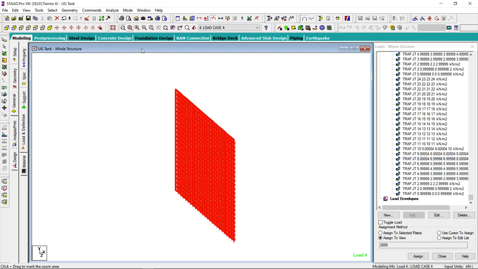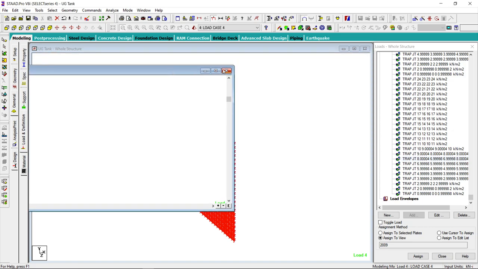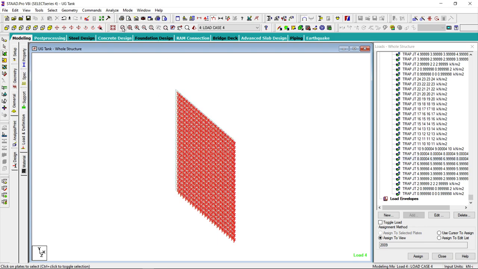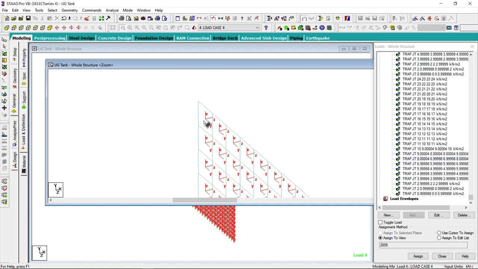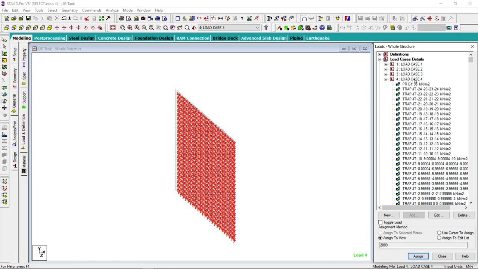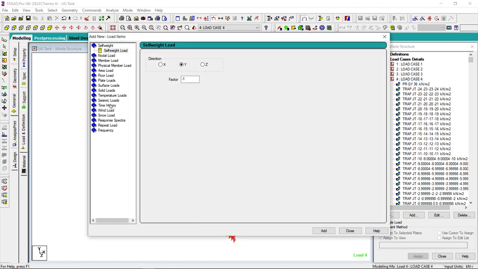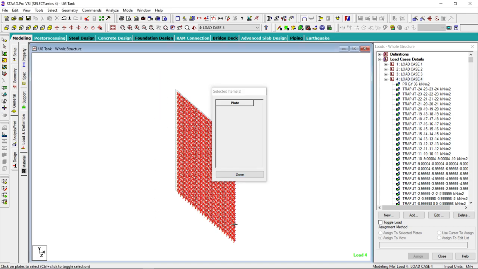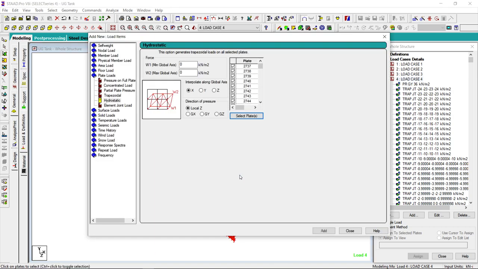Let us see the sense. Local coordinate system. So here Z is acting out, Z is towards outside. So what we have to do, we have to apply negative pressure over here. Add plate load, hydrostatic, select the plates, let's select all. Done. Negative 24, 0 in Y direction, local Z, add.